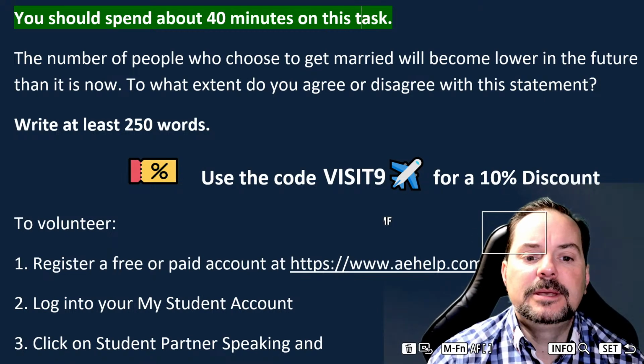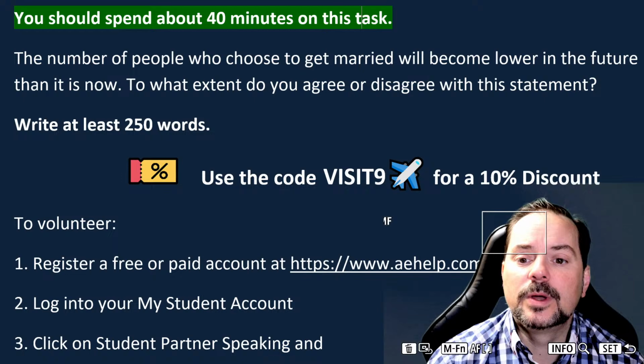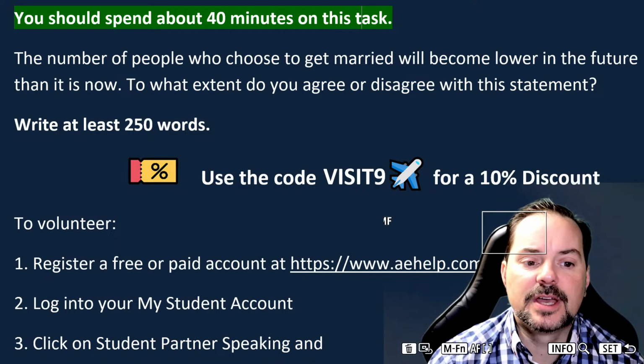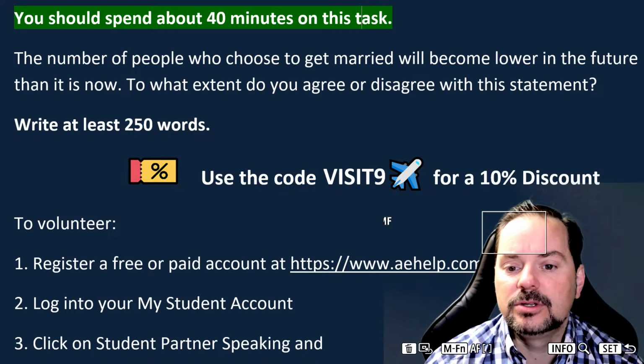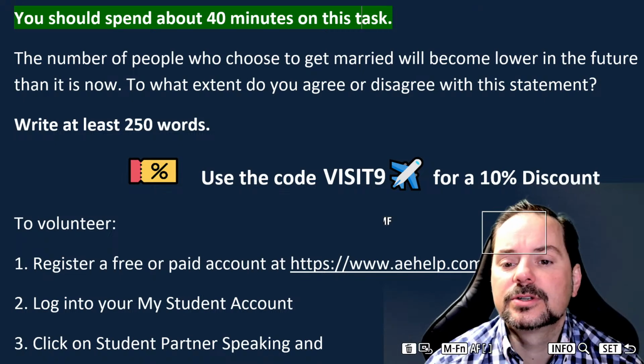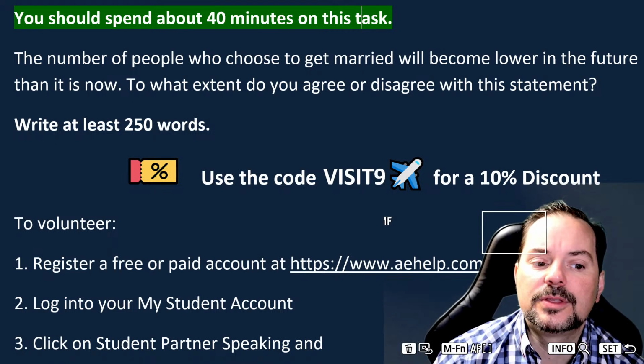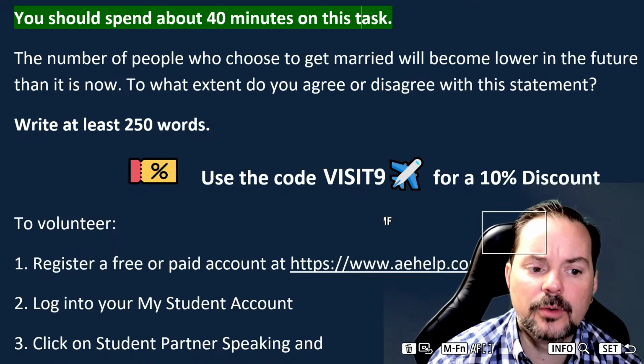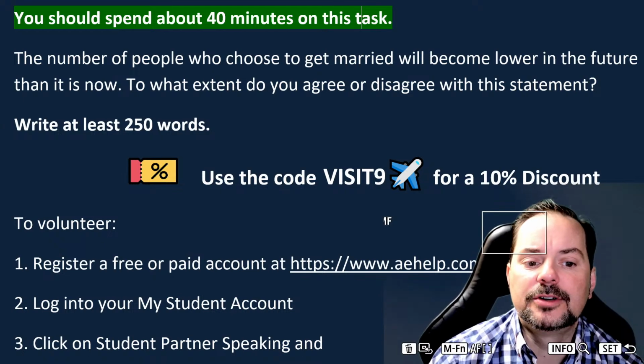The number of people who choose to get married will become lower in the future than it is now. To what extent do you agree or disagree with this statement? Write at least 250 words.